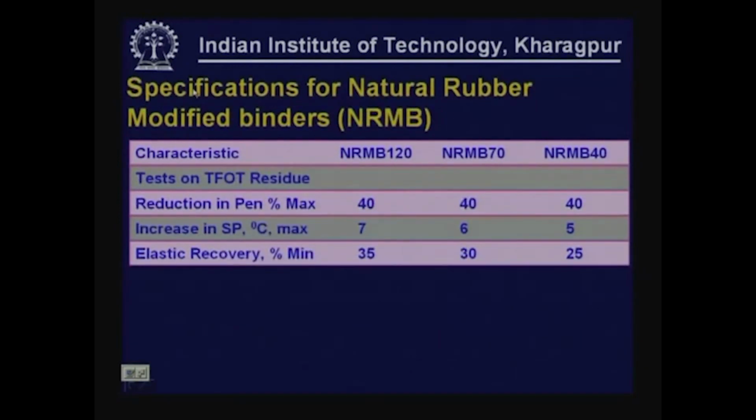These are the TFOT requirements on the TFOT residue. Reduction in penetration should be a maximum of 40%. Increase in softening point should be a maximum of 7, 6, 5. Elastic recovery on the residue obtained after the TFOT test should be 35, 30, 25 for these 3 binders.